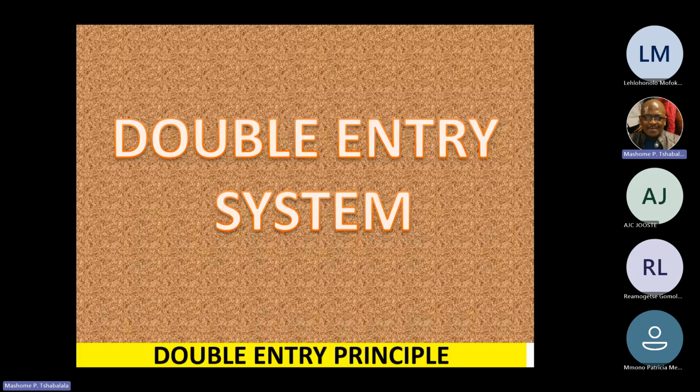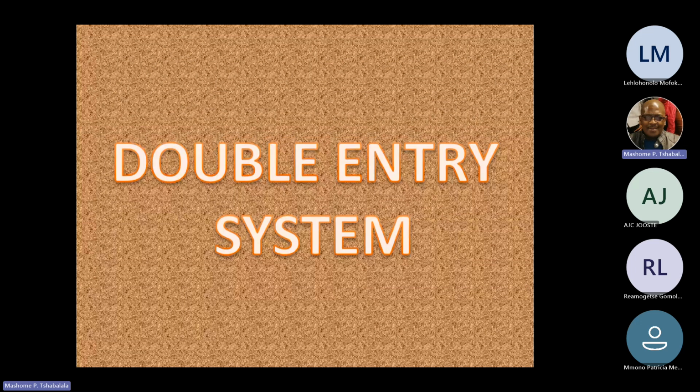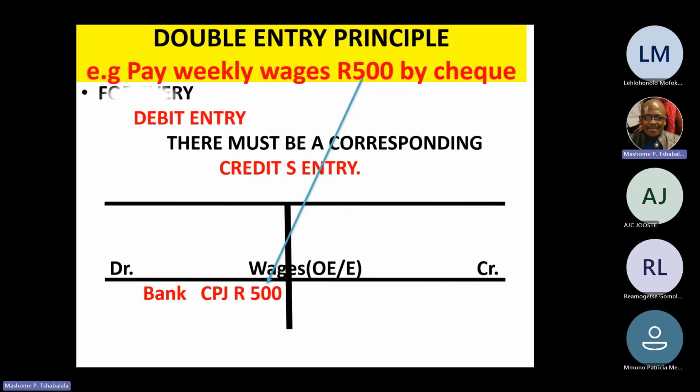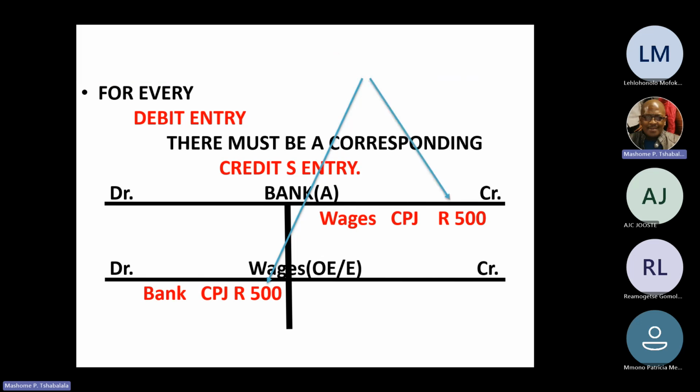Now, let us look at the double entry principle. This double entry system, we are using it when we do the ledger accounts. Now, let us give you the example here. When we pay the weekly wages, there are two accounts that will be affected, which is the bank and the wages. The bank will be credited and the wages will be debited.